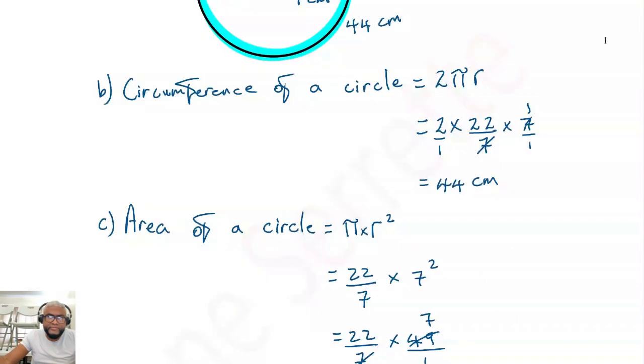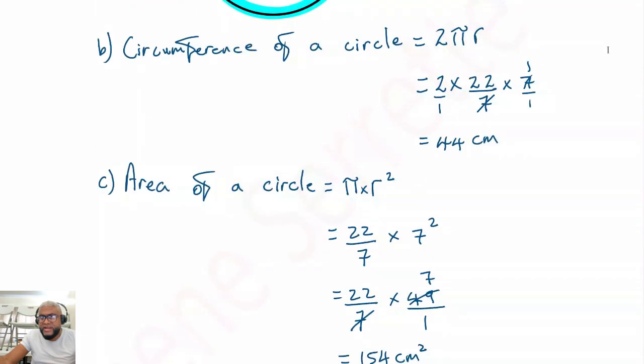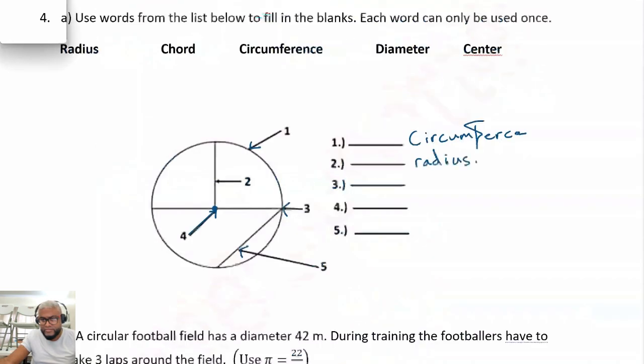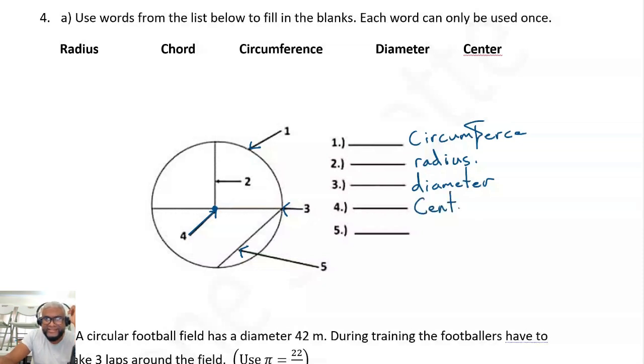So we good here, right? Raise your hand if you're still writing. So y'all unmute them mics and belt out answers on that. Number 3 is the diameter. Yeah, that's the diameter that pointed to. Very good. Number 4, what is number 4? Center. Nice. So number 5 is the chord.